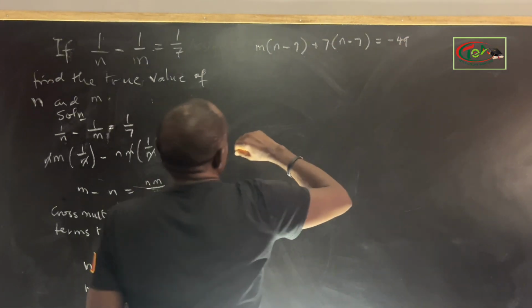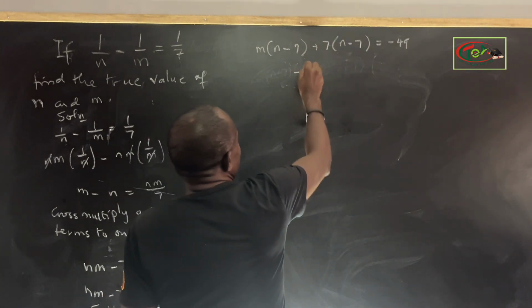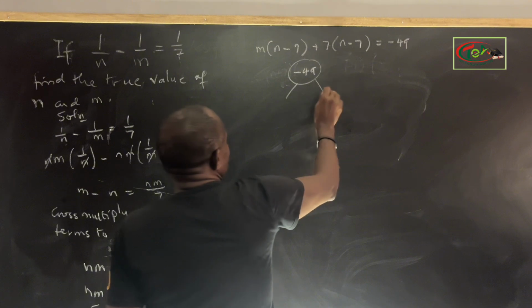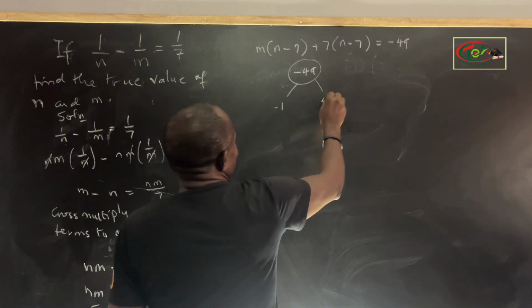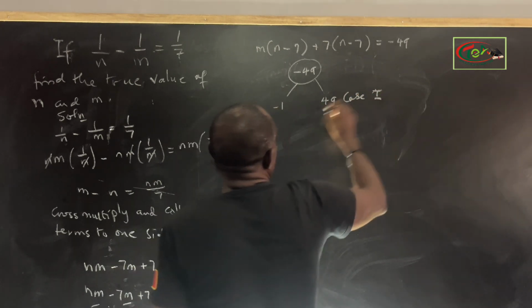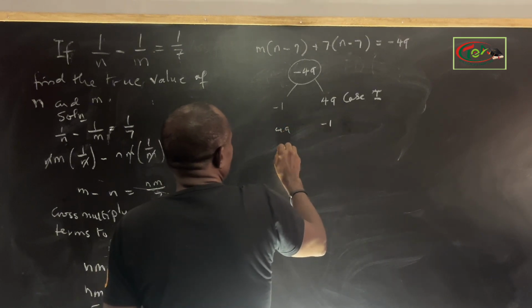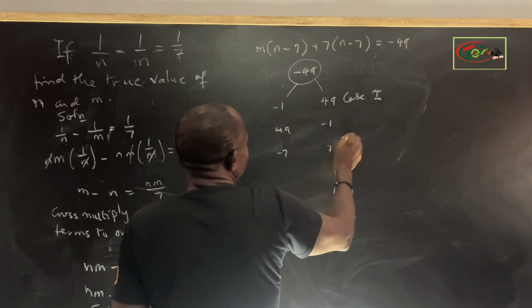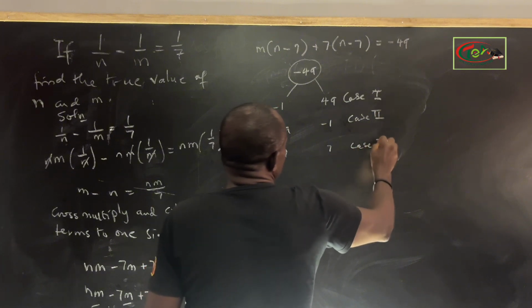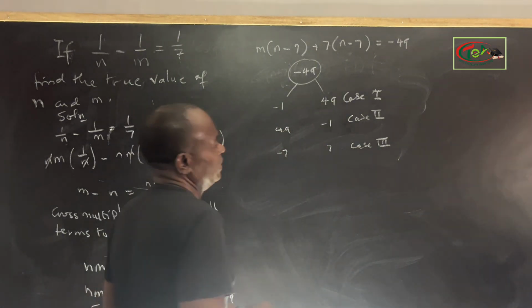So if I do this, here we are going to look at the possible factors for minus 49. What are the factors? We have minus 1 and 49, which we can call case 1. And then we have 49 and minus 1, and then we have minus 7 and 7. All of these are different possible cases for this equation. So we take the first possible case.